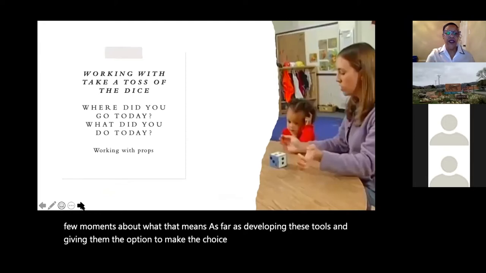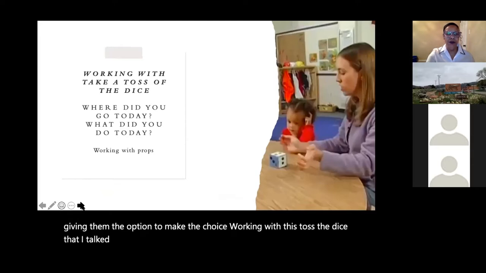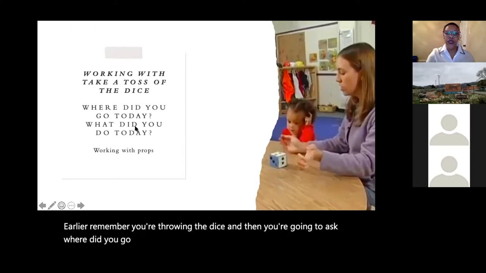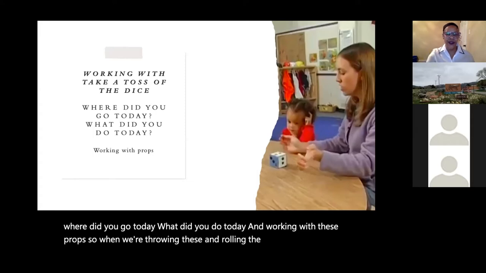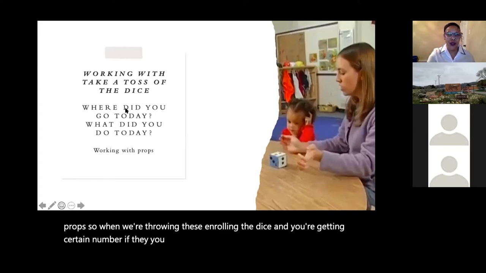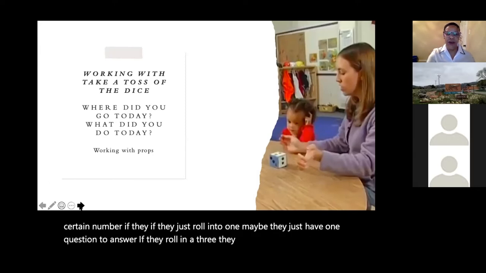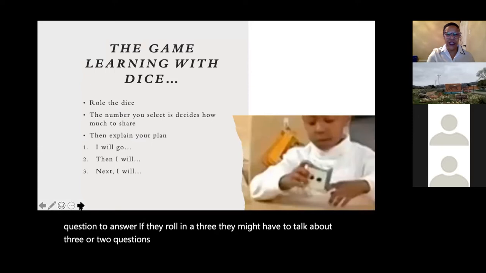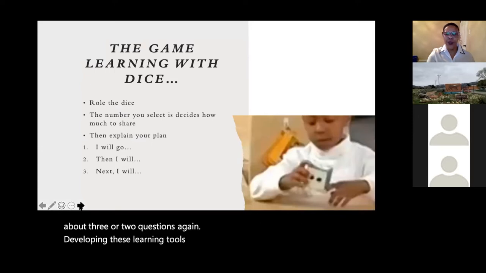Working with the toss and the dice that I talked about earlier. Remember, you're throwing the dice and then you're going to ask, where did you go today? What did you do today? And working with these props, when we're rolling the dice and getting a certain number, if they roll a one, maybe they just have one question to answer. If they roll a three, they might have to talk about three, or two, questions. Again, it's developing these learning tools and simple games. The game learning with dice, roll the dice.